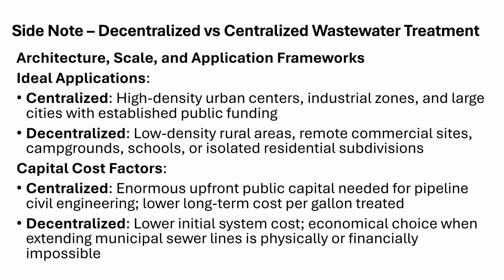Okay. Going on a little bit, the ideal applications for a centralized system: urban centers, municipalities, a large city that has access to public funding and revenue via utility bills. They can handle the maintenance and the operation and replacement of those lines with that money coming in. Decentralized: very low density residential or populated areas. Campgrounds, schools, isolated residential subdivisions. Those are prime candidates for a decentralized system.